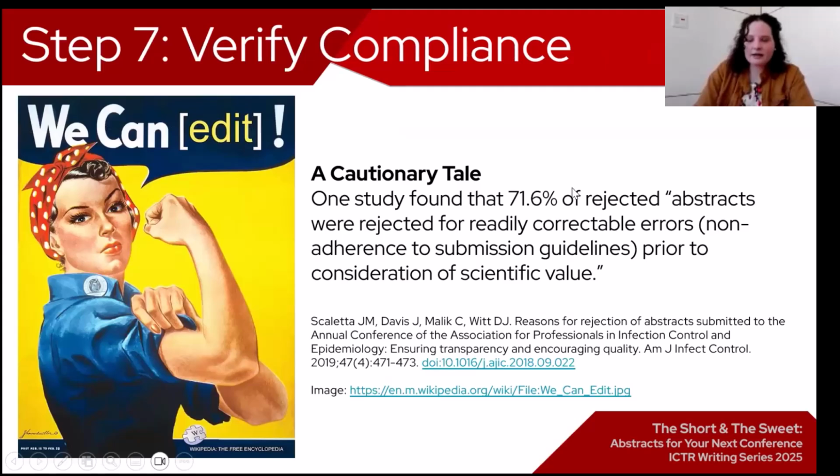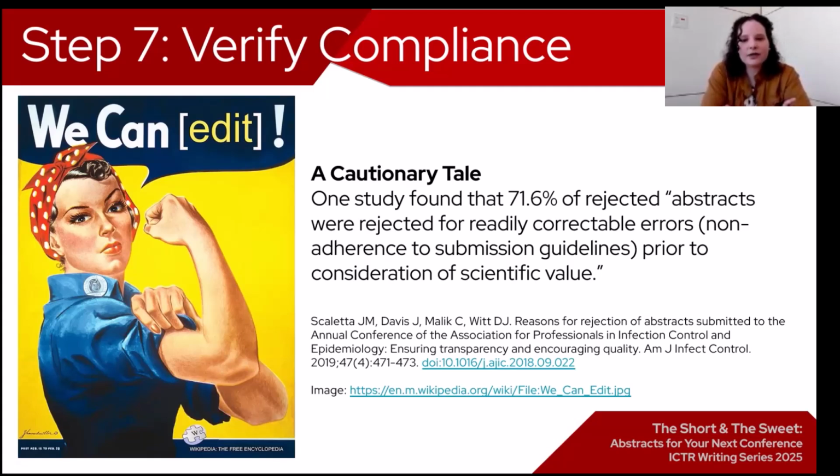Okay, and then the seventh step is to verify the compliance of your draft with the checklist that you made in step one. So I'll share a cautionary tale. I read this one study that found that 71.6% of rejected abstracts were rejected for readily correctable errors, specifically non-adherence to submission guidelines, prior to the consideration of scientific value. Now, this was an analysis done of abstracts accepted and rejected for just one conference. So how generalizable that is, I cannot say.